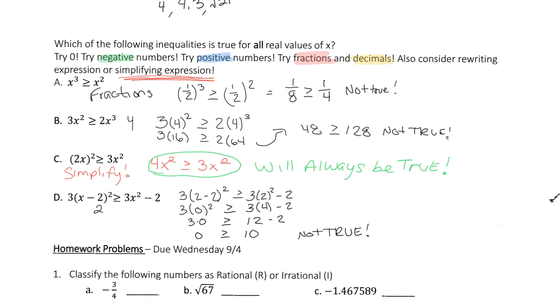So as you can see, for A, it doesn't work for fractions. For B, it doesn't work for regular numbers over like 2. C is the only one that works because 4x squared is always going to be bigger than 3x squared, no matter what you plug in. D, again, any number bigger than 2 will make it not true.